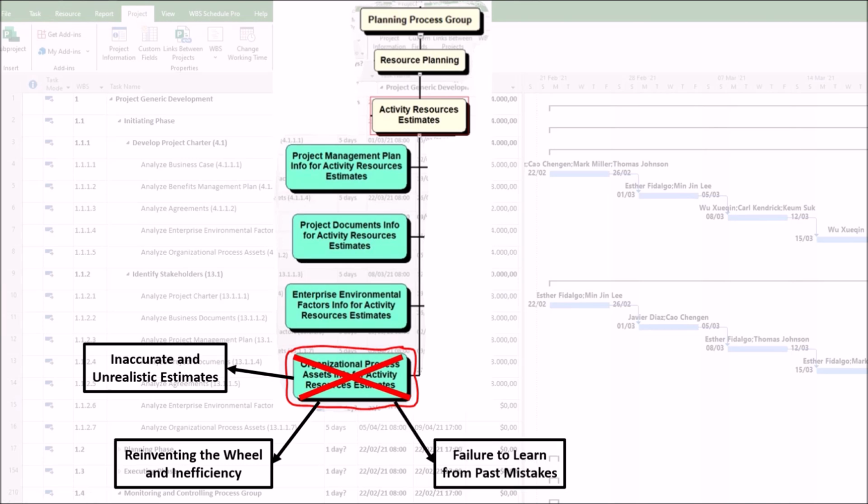3. Failure to learn from past mistakes. Ignoring lessons learned is another source of failure. Poor analysis means you're likely to repeat the same resource-related mistakes. If a previous project failed because it used underqualified suppliers or underestimated the need for specialized equipment, a new project without access to these lessons is doomed to make the same costly mistakes.